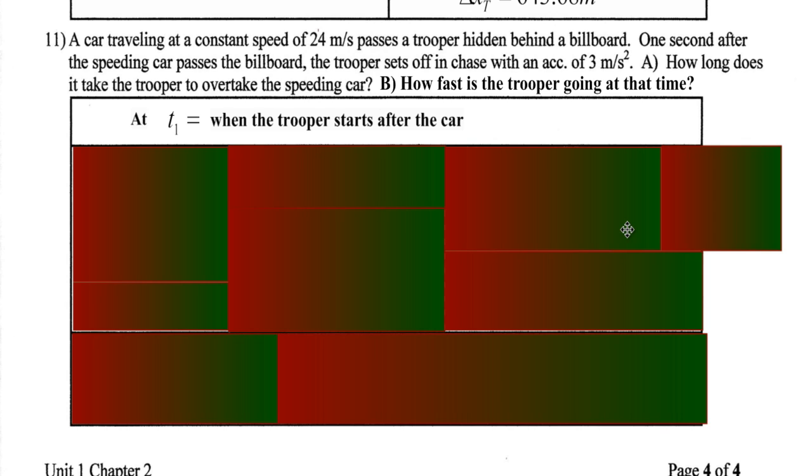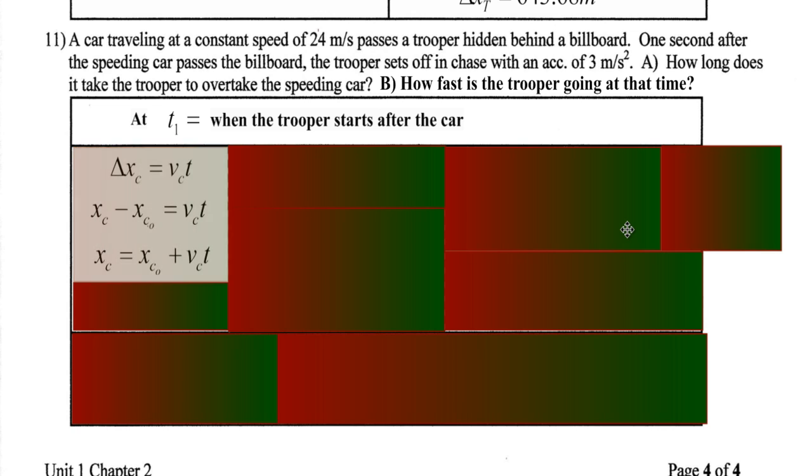So because of that, we're going to say our car doesn't start at the origin. We could set the trooper as the origin, or the position of 0, and say that the car starts at a position of 24 meters because it had that extra second to travel. So taking that delta x equals vt, again, we really don't want to use the delta x because they're not going to travel the same position, and the little sub c stands for car.